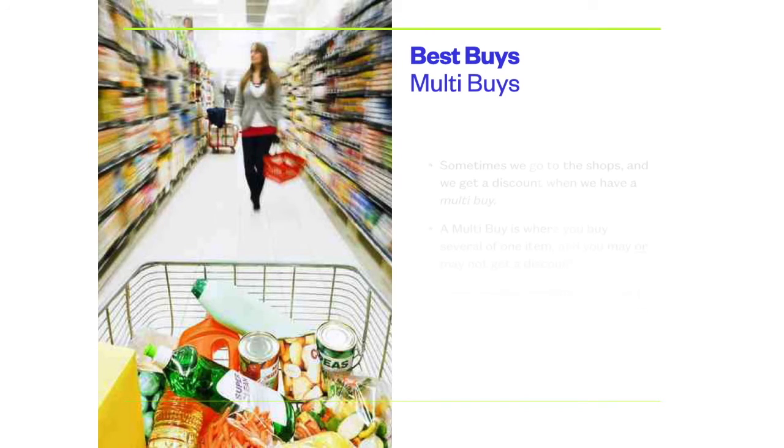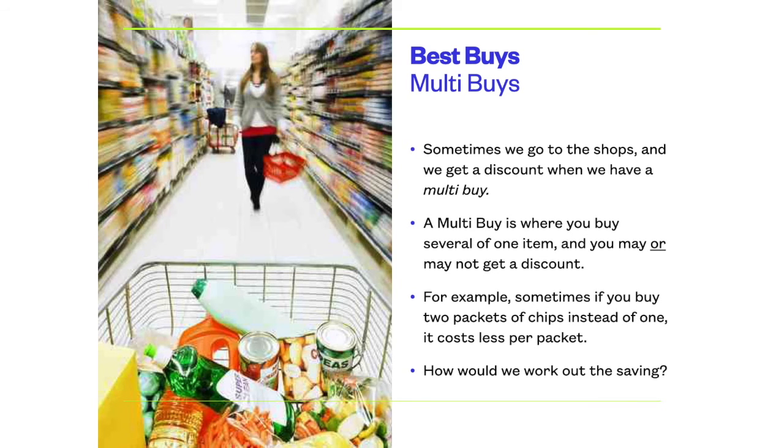Multi-buys. Sometimes we go to the shops and we get a discount when we have a multi-buy. A multi-buy is where you buy several of one item. You may or may not get a discount. For example, sometimes if you buy 2 packets of chips instead of 1, it will cost you less per packet. How can we work out the saving?